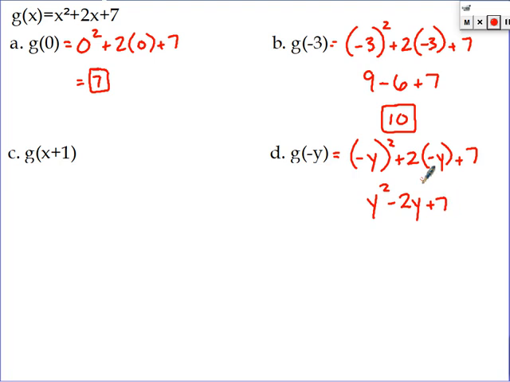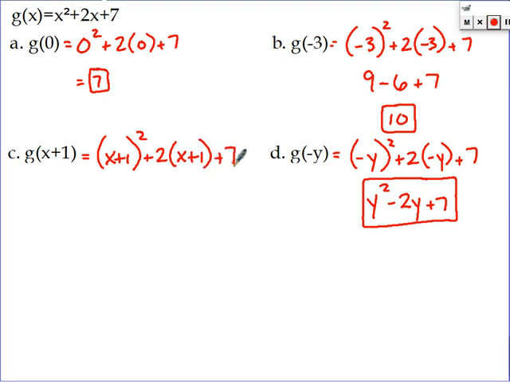And this one, sometimes we forget how to do the algebra on this one. And notice, because there are 2 x's in my original g of x equation, I'm plugging all of these in twice. So negative 3 gets plugged in twice, negative y gets plugged in twice, so x plus 1 gets plugged in twice.